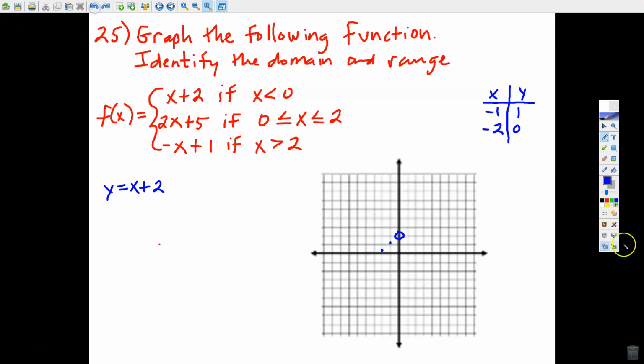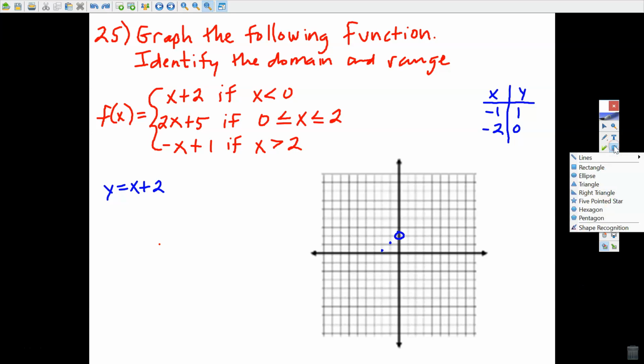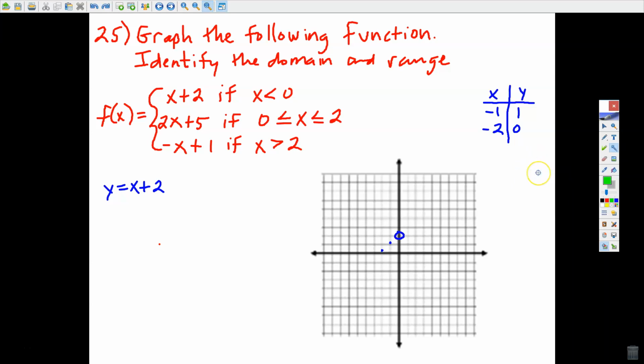And probably should just pull out my line draw tool, so let me do that real quick. And we'll do this first one in blue. Yeah, chose the wrong arrow. Sorry about that.